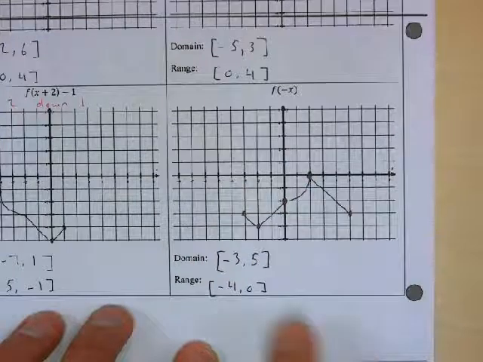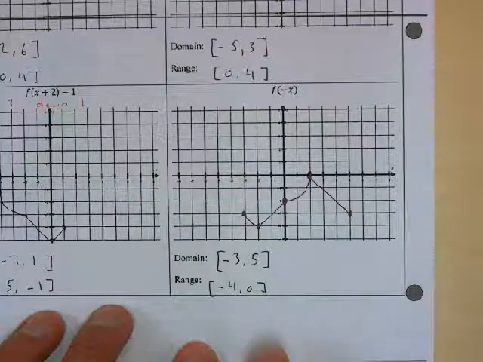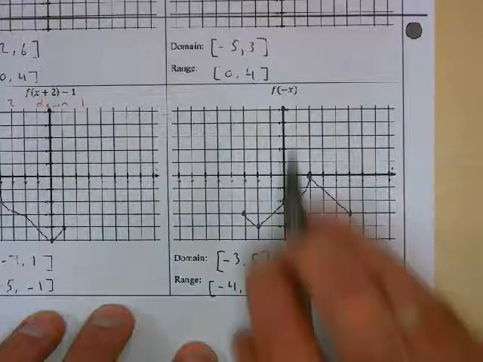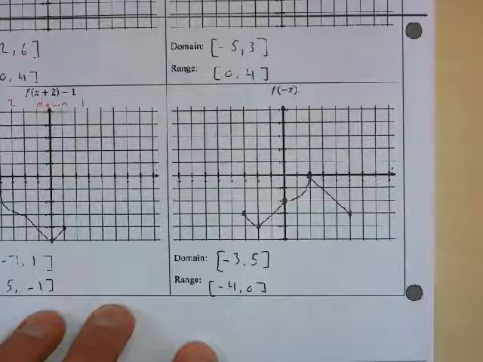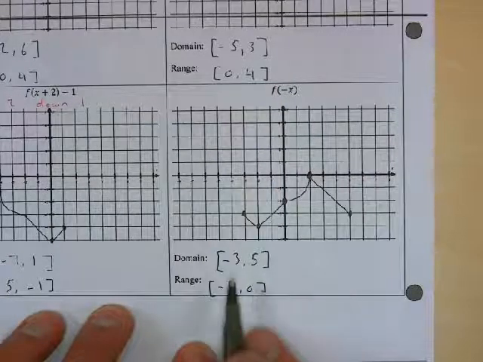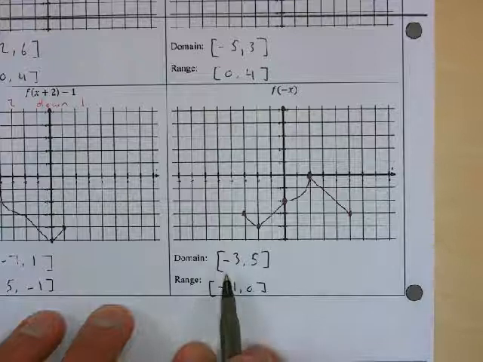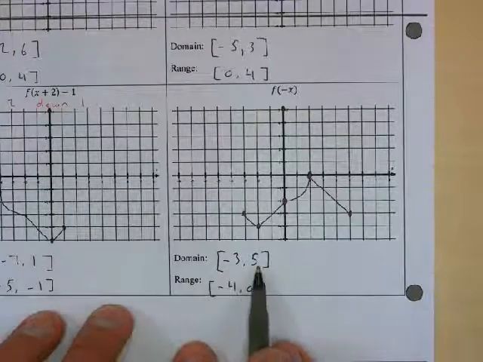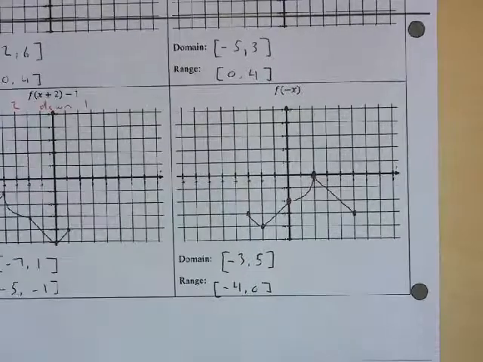Okay, and if you compare that to the original domain and range at the top, you can see the range didn't change because all we did was take the opposite of our x's. We didn't change our y's. And then instead of negative 5, comma 3, now it's negative 3, comma 5. So again, those values kind of just switch places there.